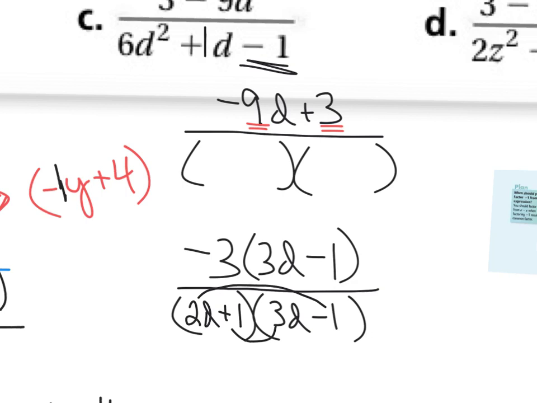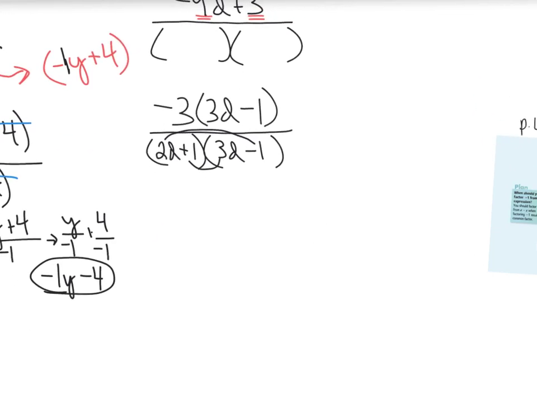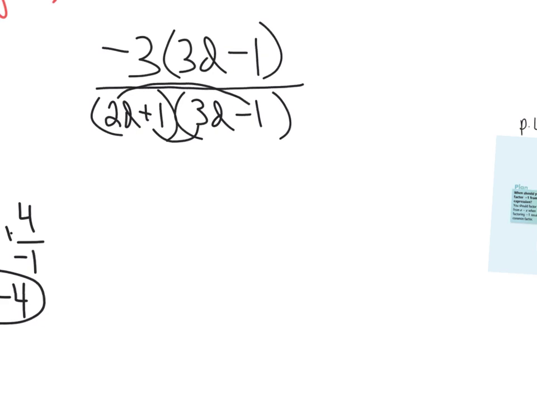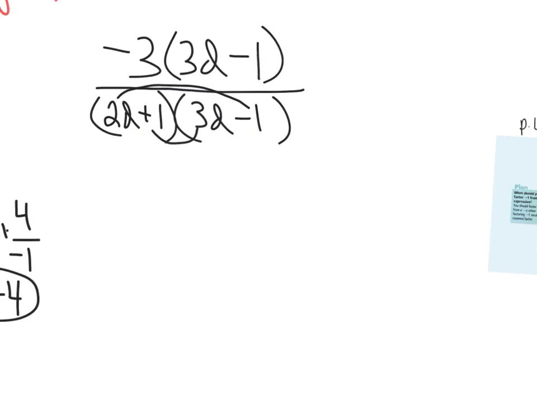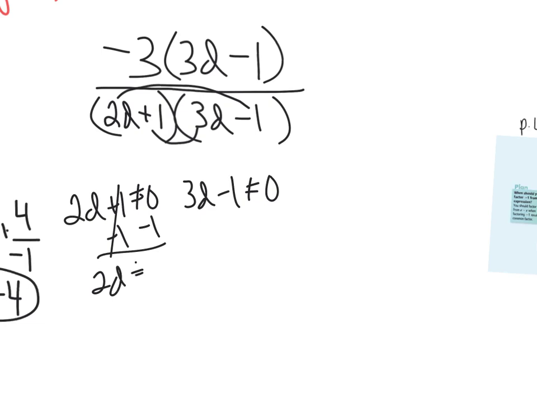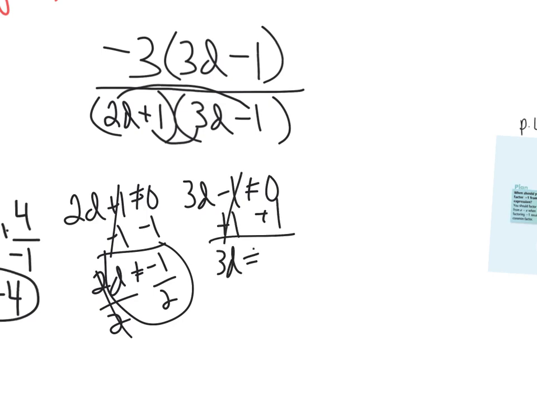And again, if it's more confusing for you to put the one factor there, if you'd rather just act like you're not seeing the numerator and just factor it like you normally would, that's fine also. So excluded values, each of these factors can't equal 0. So we can easily solve those out. Okay, so d can't equal negative 1/2 or 1/3.